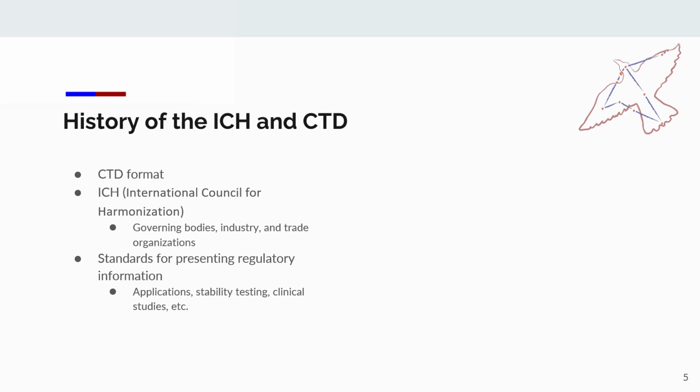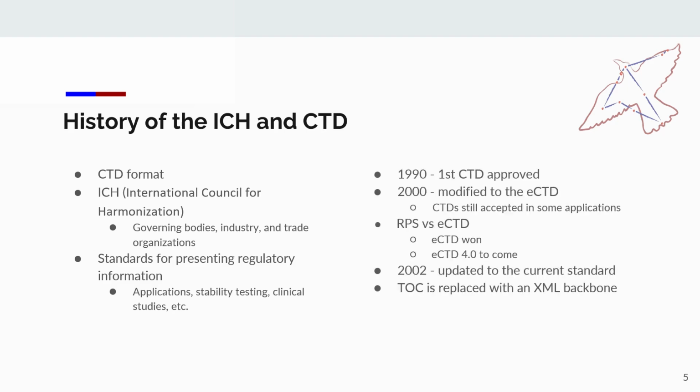In the past, a sponsor essentially had to rewrite the reports and applications just to present the data in both formats, adding unnecessary work. These entities collaborated with each other and came up with the standards that we use today. While we're just talking about the CTD, other standards were developed for clinical studies, stability testing, and a variety of other information that is necessary to present to get approval for the application. When it was first approved in 1990, the CTD was entirely paper-based. In 2000, it was modified to be able to accomplish the ICH's goals electronically.